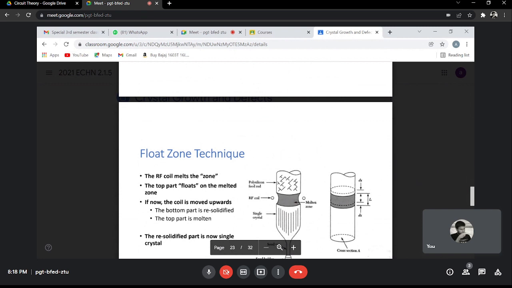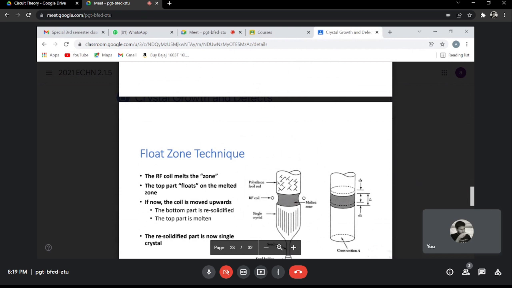So this is why it's called the float zone, because the top of the rod is like floating onto this molten region. Now the question is, why does it not fall off like a candle? Because of surface tension. It's very viscous, so it just stays in place. Now think about this very carefully. Now the RF coil is moved slightly up. If it's moved up, then the lower portion, which was liquid, now gets solidified, and the upper portion, which was solid, now gets liquefied.